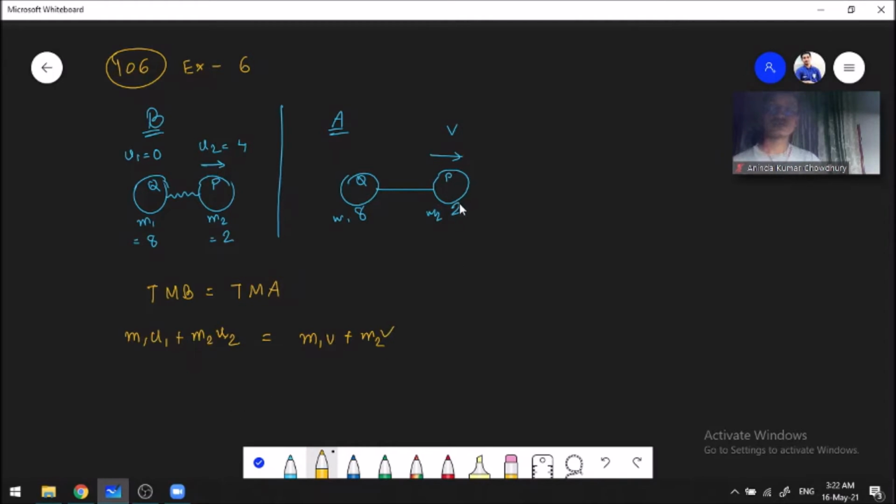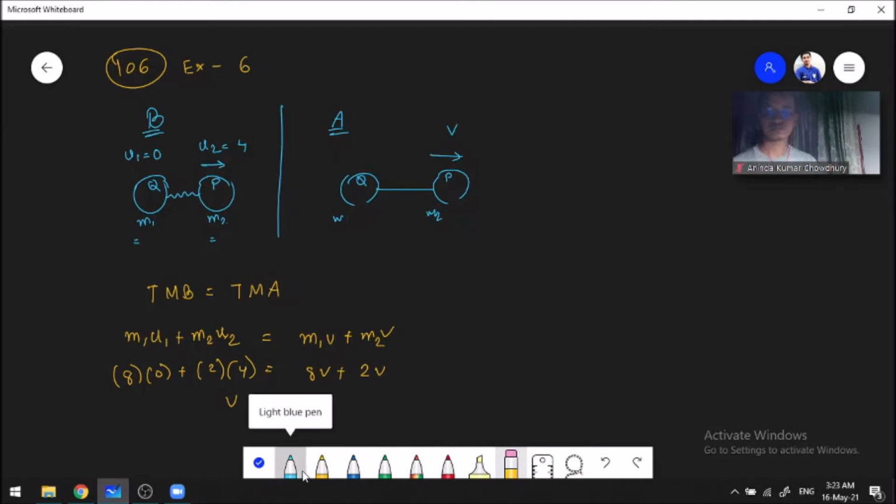So now you want to input the values of m1, m2, u1, u2. So m1 is 8, u1 is 0, m2 is 2, u2 is 4. After the collision, m1 is once again 8, m2 is 2, and v we don't know. So v is the only unknown in the equation. And let me match, okay, there was a little bit of a mistake here. The mass of particle p was 8 and the mass of particle q was 2. So Q is 2, m1, and P is 8.